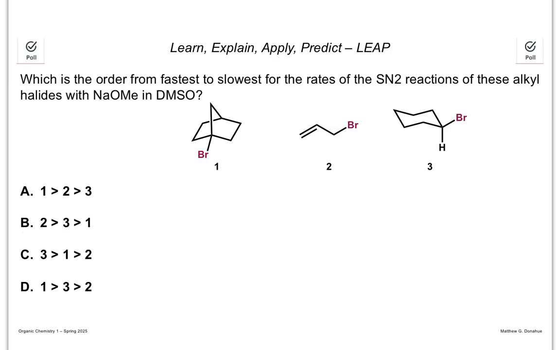So here's a similar question, just phrased in a different way. You'll see this sort of format on your final exam where you're asked to rank things. And it says, which is the order from fastest to slowest for the rates of SN2 reactions of these alkyl halides with sodium methoxide and DMSO.